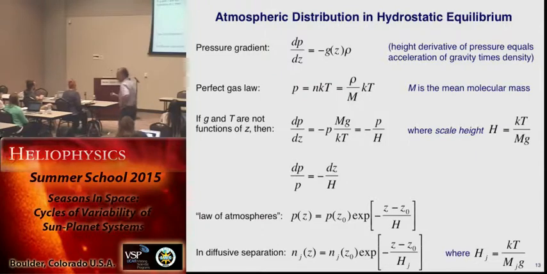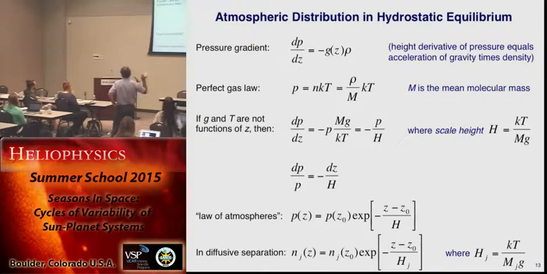Here's the very simplified mathematical basis for this. The thing that defines an atmosphere is the fact that its pressure gradient is controlled by gravity. This is simply the pressure equation. The height derivative of pressure is the negative of the acceleration of gravity, a function of altitude, times the density, rho. The other thing that determines the distribution of the atmosphere is the perfect gas law. P equals NkT, or rho over M times kT, where M is the mean molecular mass. I'm imagining we're fully mixed at the moment, so you can talk about a mean molecular mass.